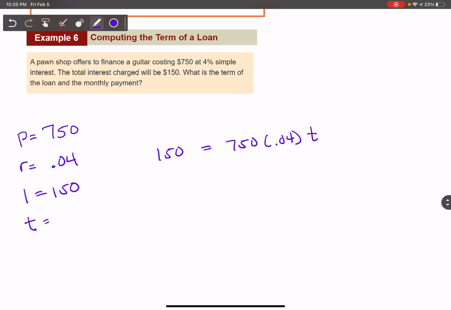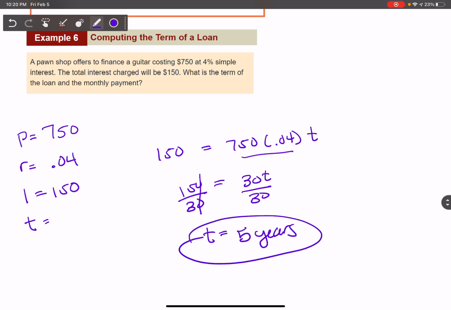Okay, multiply that 750 times 0.04. That gives us 30T equals 150. Divide both sides by 30. And I end up with time equals 5. And remember, that is in years. All right, so fun stuff.